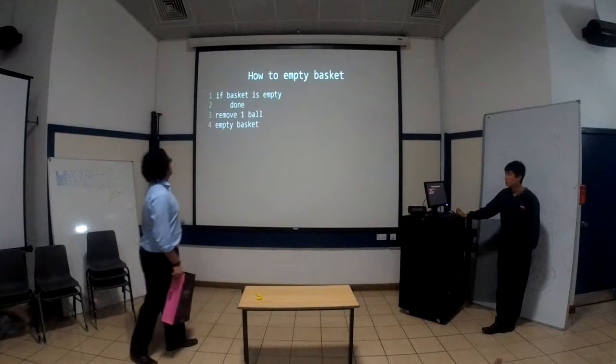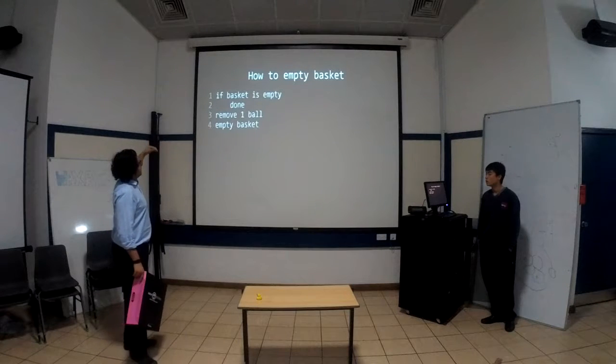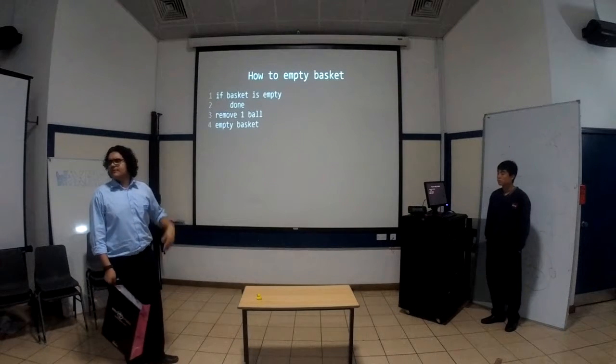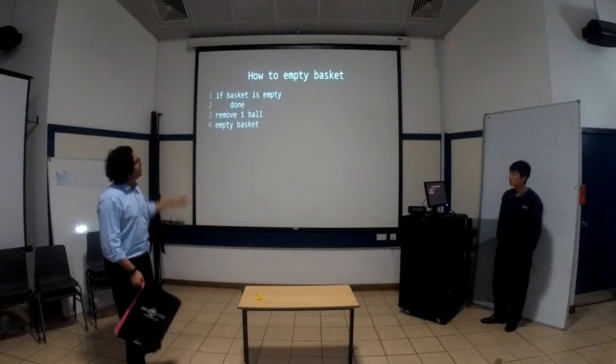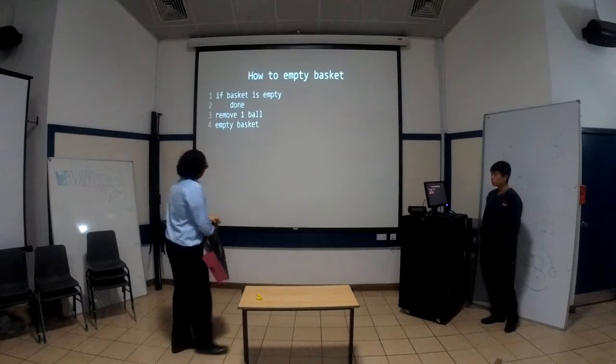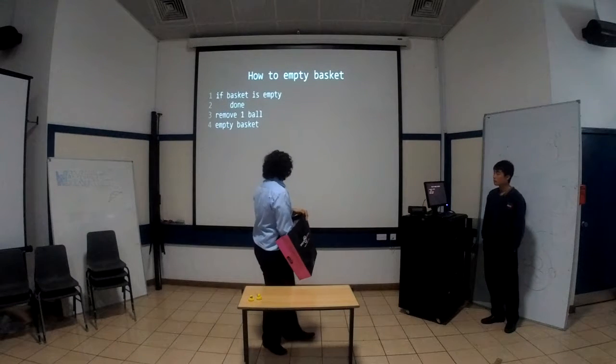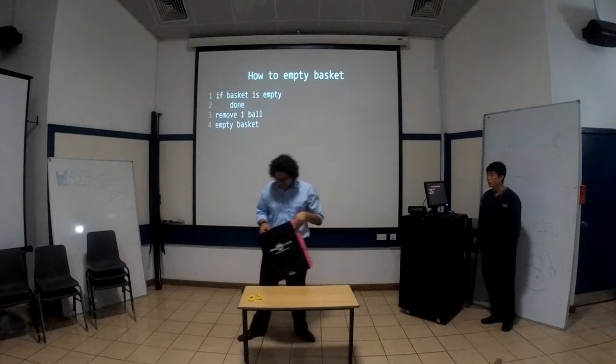So if we look at our pseudocode here, on line 3 we say remove one ball, and then we empty the basket again. How do we empty the basket? Oh, we repeat the same steps. If the basket is empty, we're done. It's not. So we will remove one item, and then empty the basket.